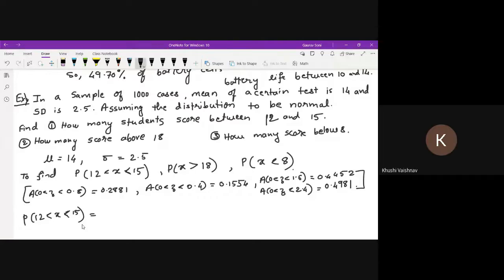So first one is 0.4435. Yes, it is correct, 0.4435. Okay, and second is 0.0548. Yes. And third one is 0.0019. What I have is 0.0082. Maybe this is wrong. Someone else please confirm this.